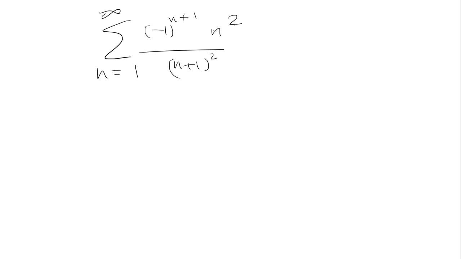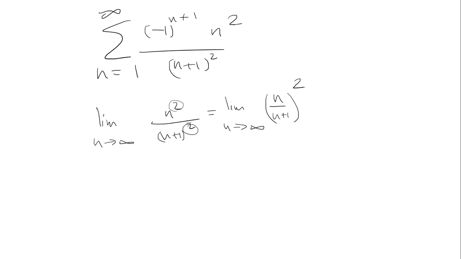And the reason I'm going to do that is because in the top, I basically have n squared. And the bottom, I also have an n squared as the highest degree. So that's going to cancel and we're going to get 1 as a limit. So let's write this out. I have n squared over n plus 1 squared. Because they both have an exponent of 2, I can actually factor that out. And I'll have n over n plus 1 in parentheses and then square outside.